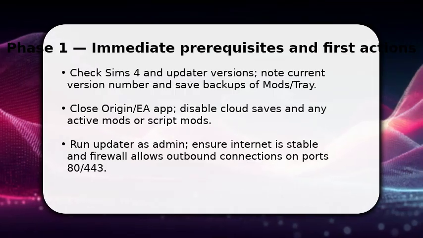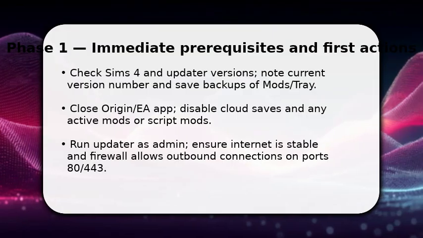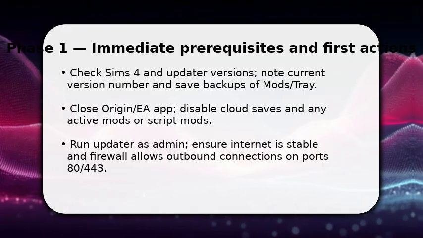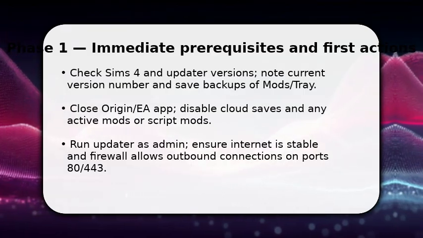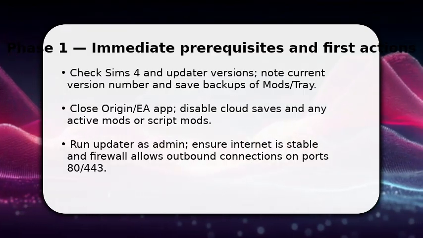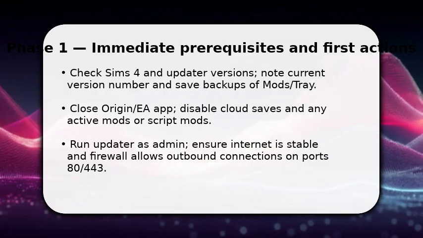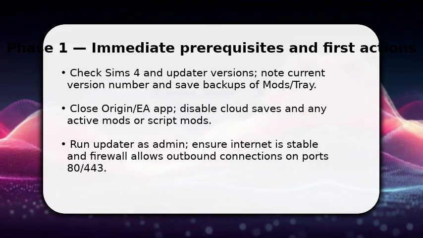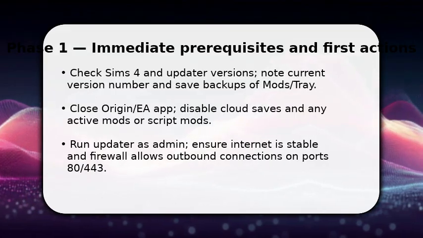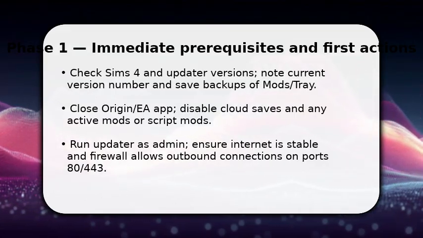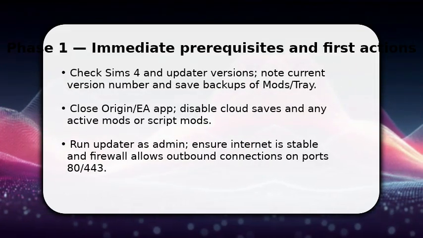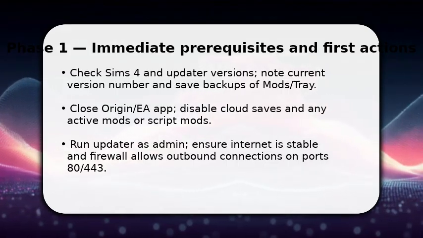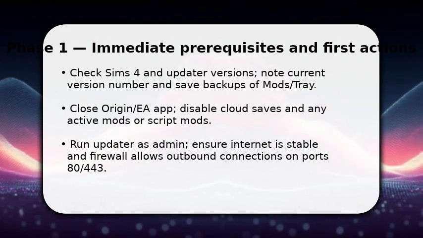You begin by preparing the game and your system. Close Origin or EA app, disable cloud saves, and remove or move mods to a backup folder. Once done, verify the updater and Sims 4 version numbers so you know what will change, and run the updater as administrator to grant needed permissions. Make sure your internet is stable and the firewall permits connections on ports 80 and 443. This prevents partial downloads and failed integrity checks later.